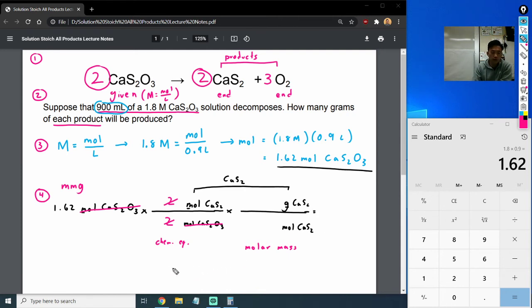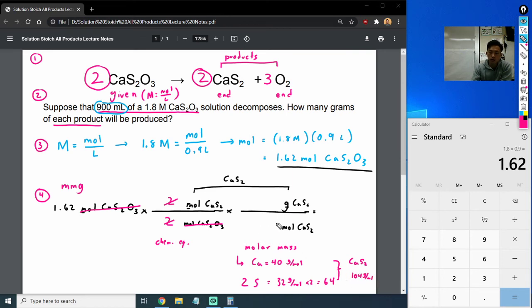Okay, so if you look on your periodic table, the molar mass of calcium, Ca, the number on the bottom, is going to be 40 grams per mole. For sulfur, it's going to be 32. But since there's 2 of them, there's 2 sulfurs, we're going to have to multiply that by 2, which will give us 64. So we're going to have to add 40 and 64 to get the molar mass of CaS2. So the molar mass of CaS2, 40 plus 64, is going to be 104 grams per mole.